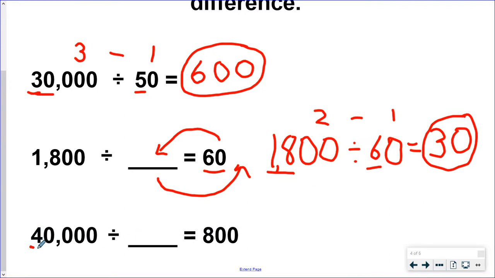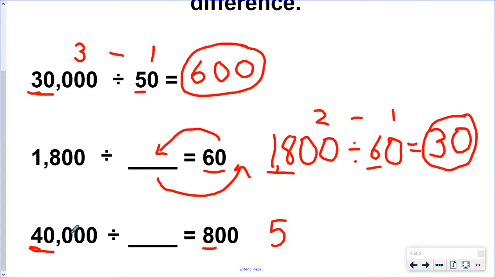Well, if I just did 4 divided by 8, that would not work because this number over here has to be bigger. So I'm going to bring one of those zeros back, and instead of it being 4, it's now going to be 40. So now I'm taking 40 divided by 8, or another way to look at it is, what would I multiply 8 by to get 40? 8 times 5. So 5 would definitely be the answer there. 8 times 5 is 40.